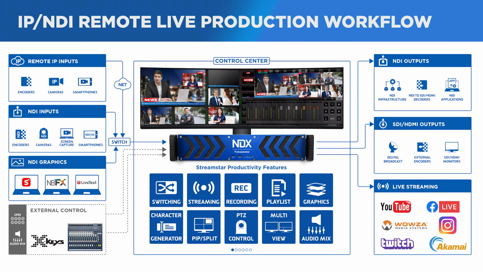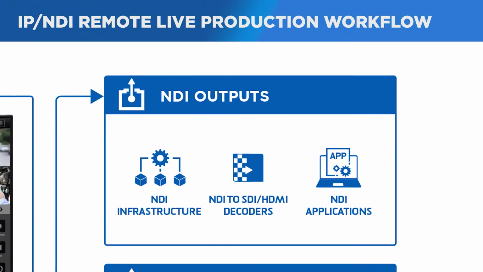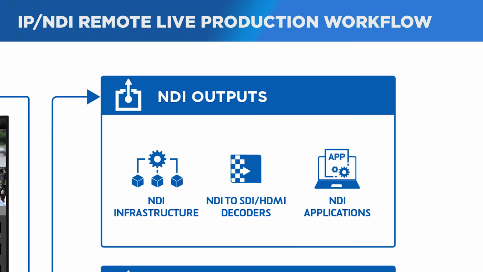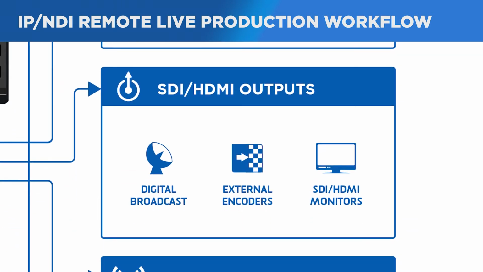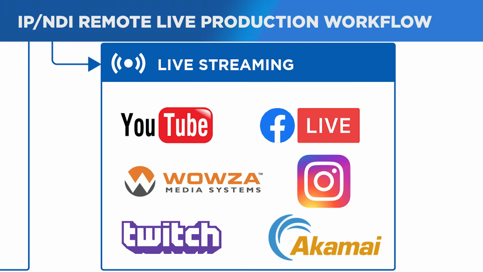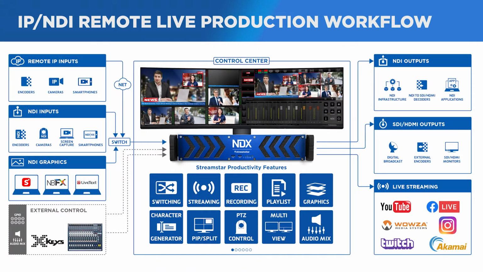The program output from Streamstar is delivered for distribution through three different types of outputs simultaneously. First is the NDI output, which is sent to any NDI infrastructure, to NDI to SDI or HDMI decoders, or to NDI applications. The second is via SDI or HDMI outputs to satellites, digital broadcasting systems, and external encoders, which can send the signal further, or SDI and HDMI monitors and recorders. The third type of output is live streaming to streaming platforms like YouTube, Facebook Live, or many others. This way, you can deliver your program to viewers all over the world.